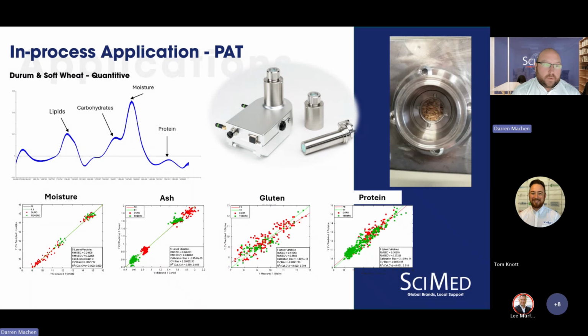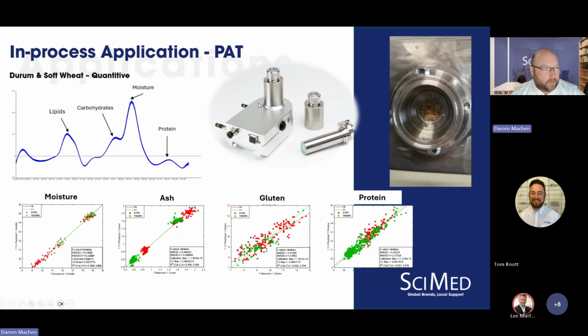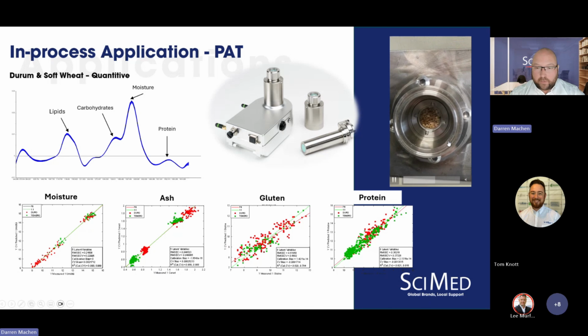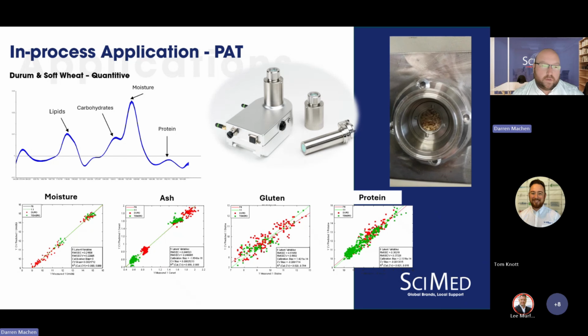So, for example, this is some durum and soft wheat, and you want to do some quantitative modelling. Here's a very basic video of how this device would sit on a sapphire window, and it's continually monitoring based on a time point. So maybe every 5 seconds you're taking a spectrum, but in real time you can predict the moisture, the ash, the gluten, and the protein. So you can see how that material is being processed and get that data back as soon as possible, which is obviously really important if you need to make a decision on when to stop drying, for example, if you're doing a drying process.